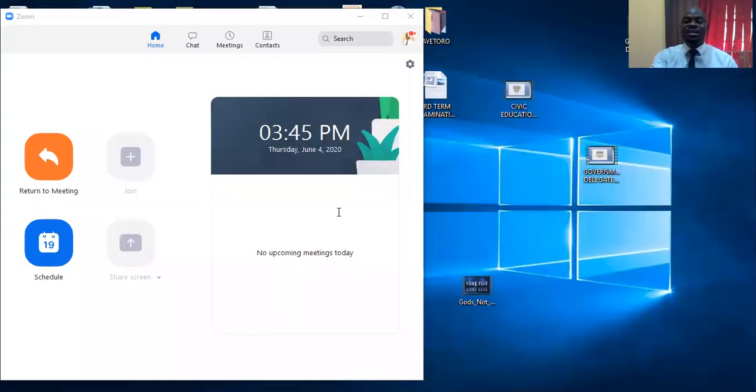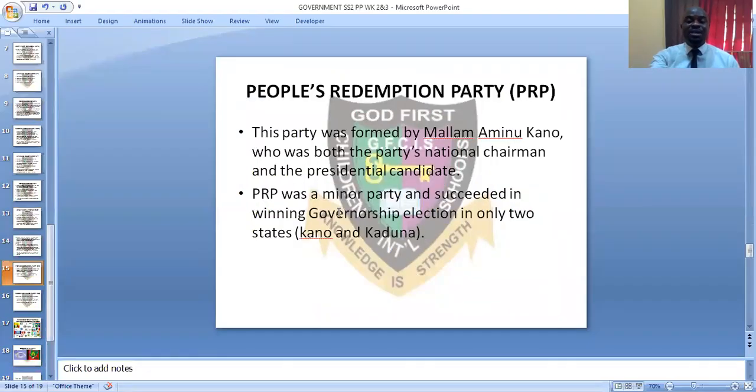You see, this party, GNPP, came about as a result of what happened in the NPP, which caused Alhaji Waziri to leave the party. Now, this is another party that we also need to look at. This happened to be the fifth party that was registered in 1979. That is PRP, People's Redemption Party.